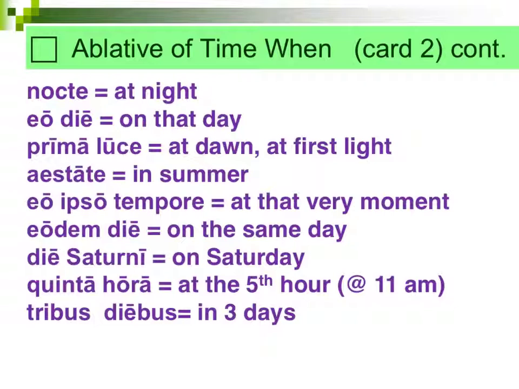Well, nocte is the word night in the ablative, so it means at night or during the night. A variation of that, by the way, would be noctu, but they both mean at night. Eodie is on that day. Prima luce, at dawn, or literally at first light. Aestate, in the summer or during the summer. Eo ipso tempore, at that very moment or at that moment itself. Eodem, from the word for the same, means on the same day. Die Saturni would be on Saturday. Quinta hora, at the 5th hour. That means 11 a.m. if you are counting 6 a.m. as the first or the beginning of daylight. And then tribus diebus would be in 3 days.